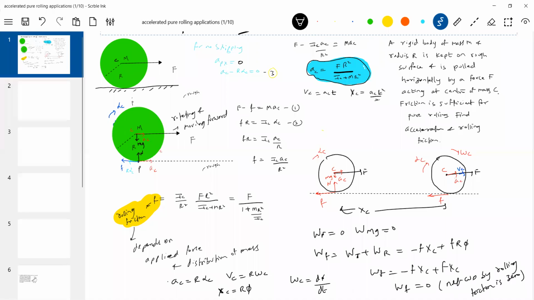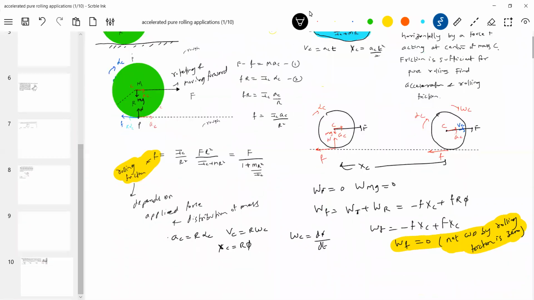So who does work? Only the applied force. But who will make it rotate? The friction only. But net work done by rolling friction will be 0. Now there's a very fundamental thing which you have to remember here. Very, very important. When will it be 0? When pure rolling, for no slipping. Net work done by rolling friction is 0 in pure rolling. So we'll put that statement.